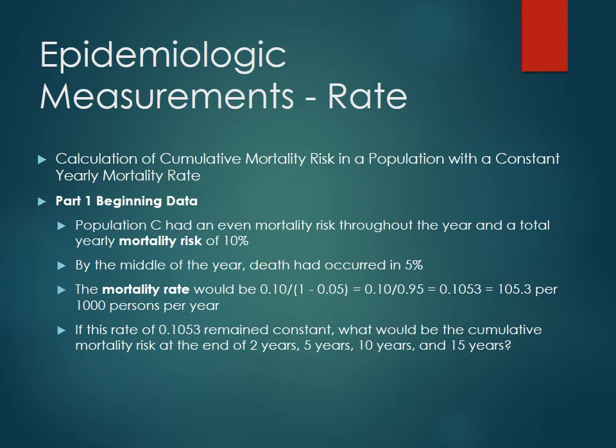So again, if this rate remains constant, what would be the cumulative mortality risk at the end of 2 years, 5 years, 10 years, and 15 years? We can figure that out using some natural logarithms. This is actually going to be very similar to how we do pharmacokinetic calculations, measuring blood levels and extrapolating what a person's blood level would be later on in a given time frame. So it's kind of interesting how these parallel one another.